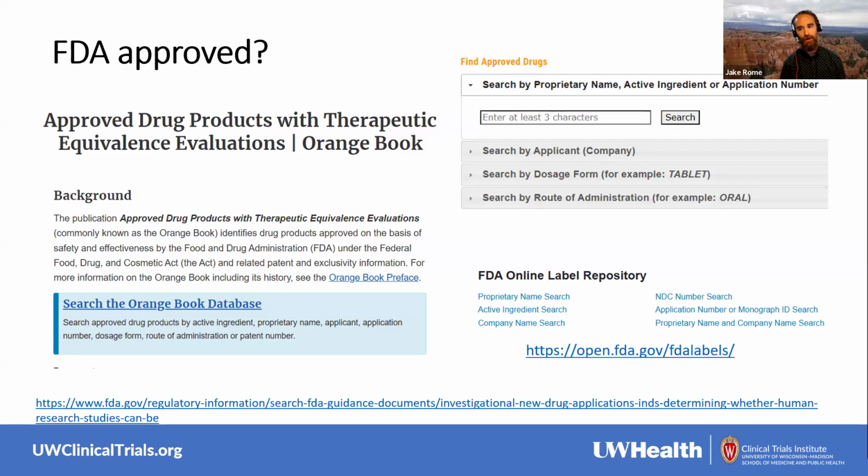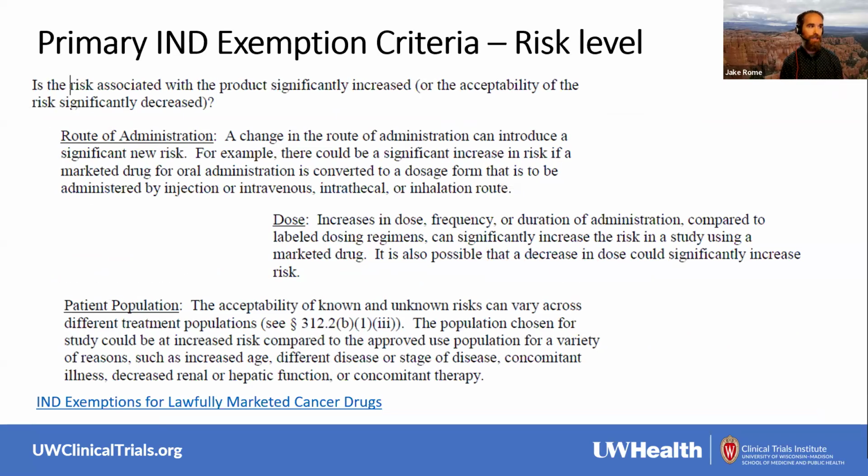That'll factor into my next slide, but I just wanted to note here that the FDA also has an online label repository where you can go to find the most up-to-date versions of the labeling that has been submitted to the FDA to compare your use or your proposed use to what the approved uses are to make some of these determinations.